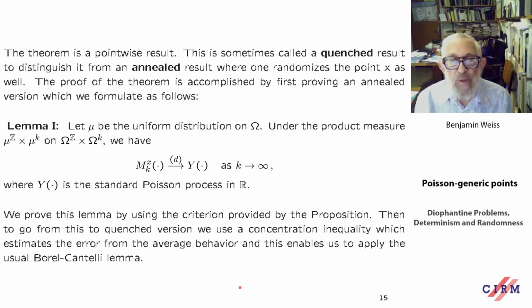And the way to prove the theorem is we first prove an annealed version. And here's the lemma that states this. We now use a much bigger measure space. We take product measure on, here I put in z, it should be n, doesn't matter, because the x that we're taking is a one-sided sequence. So on this bigger probability space, the same random variables that we're defining, the same process, converges to a standard Poisson process.